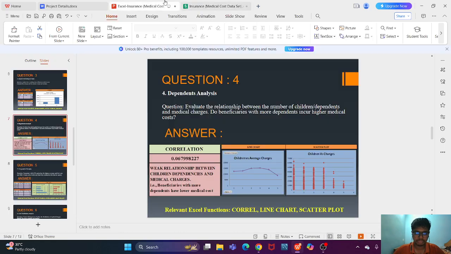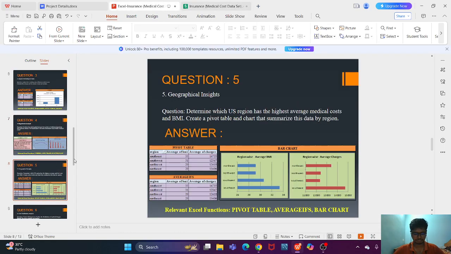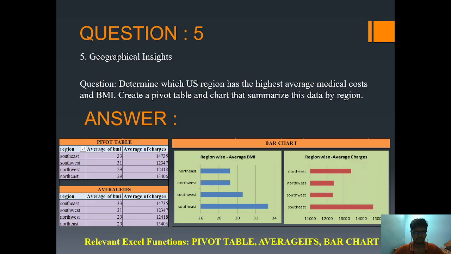So I will move on to the next one. Fifth question. Fifth one, it's geographical insights. Determine which US region has the highest average medical cost and BMI. Create a pivot table and chart that summarizes the data by the region.